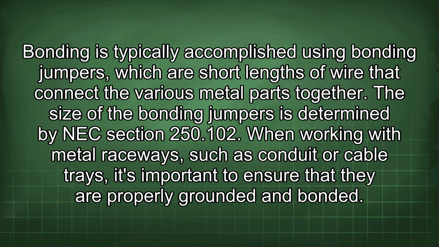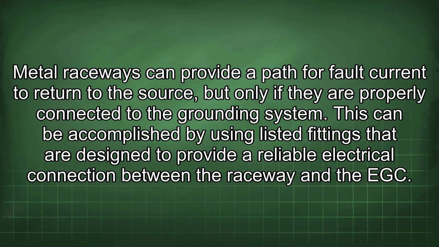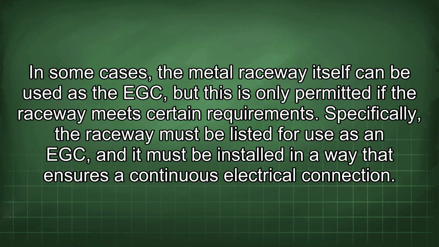When working with metal raceways, such as conduit or cable trays, it's important to ensure that they are properly grounded and bonded. Metal raceways can provide a path for fault current to return to the source, but only if they are properly connected to the grounding system. This can be accomplished by using listed fittings that are designed to provide a reliable electrical connection between the raceway and the EGC. In some cases, the metal raceway itself can be used as the EGC, but this is only permitted if the raceway meets certain requirements. Specifically, the raceway must be listed for use as an EGC, and it must be installed in a way that ensures a continuous electrical connection.